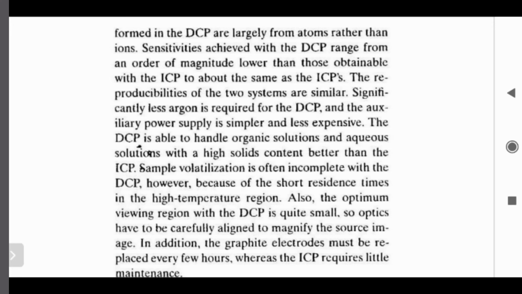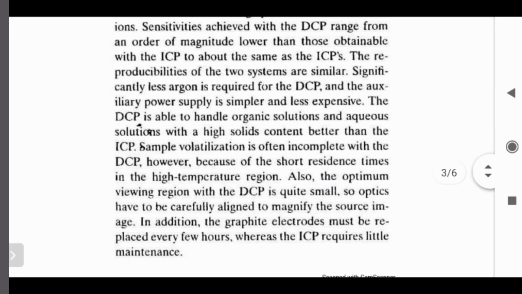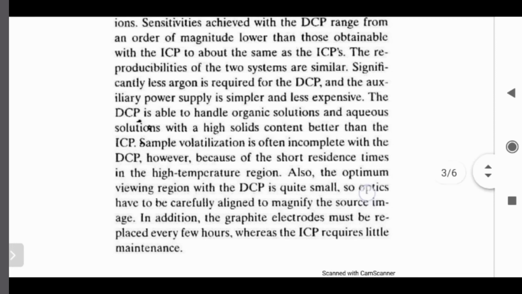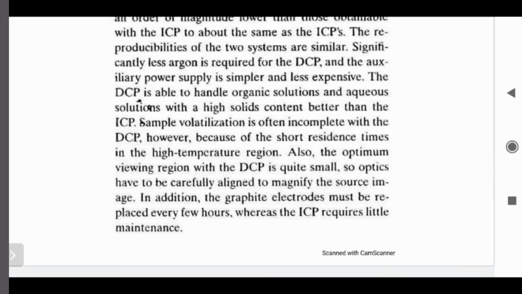Less argon is required for the DCP, which is a better advantage for the DCP, and the auxiliary power supply is simpler, less complex and less expensive. In the ICP source we need a very high voltage for the generation of plasma, as we have seen in the demonstration video, but in DCP we are generating a current. So we require a less expensive and simpler power supply.